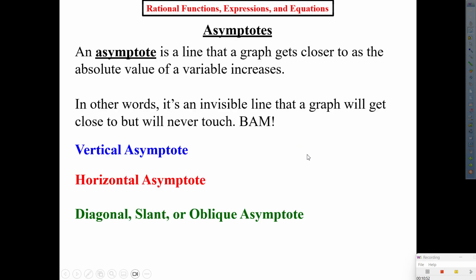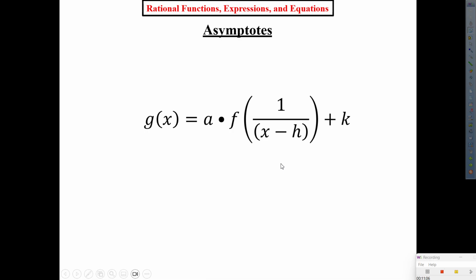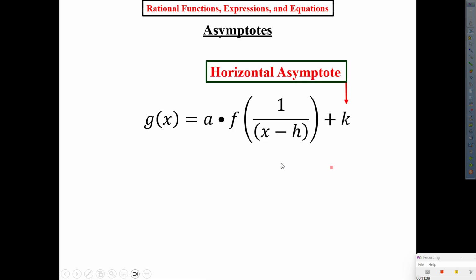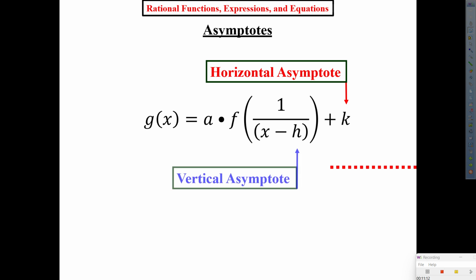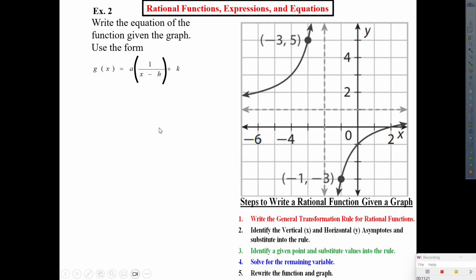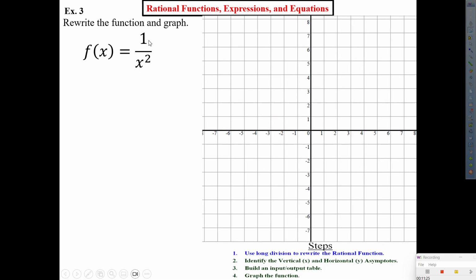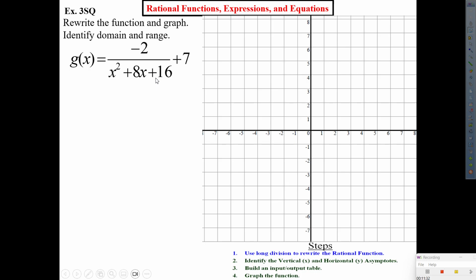I gave you guys the general form. We talked about asymptotes, vertical and horizontal. Well, today, we get into the diagonal, slant, or oblique asymptote. You guys know that k is our horizontal asymptote, and h is our vertical. We did this one yesterday, and we know how to write an equation from the graph. Then we got into the new f of x, which has the squared denominator, and that's where we stopped.